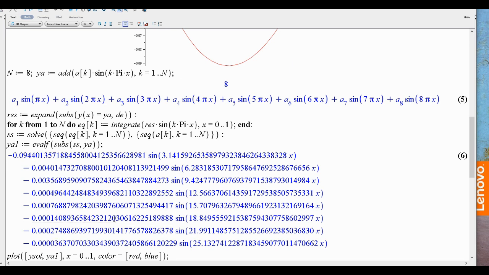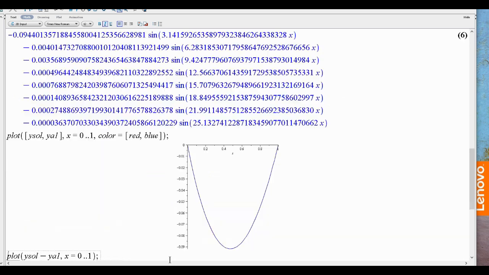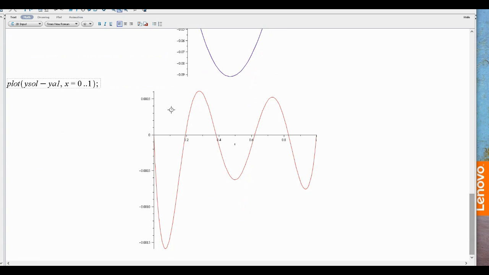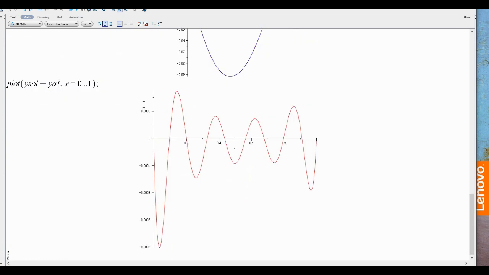Okay, when I plot that, it looks indistinguishable visually, but when I plot the error over here, remember it was 0.0015 or so, but now it should be smaller. Yes, it is about 4 times smaller. Okay, so this is the introduction to the Galerkin method.